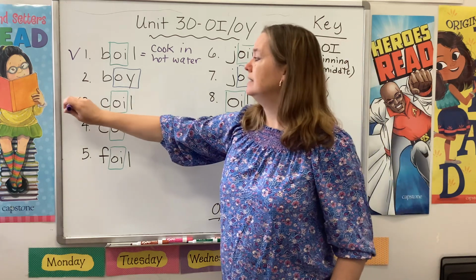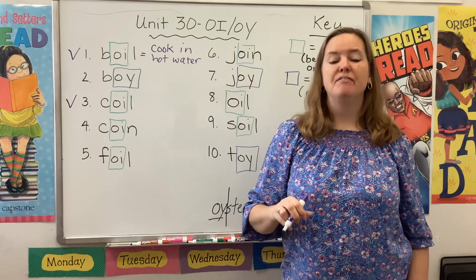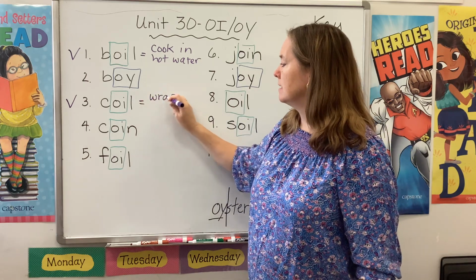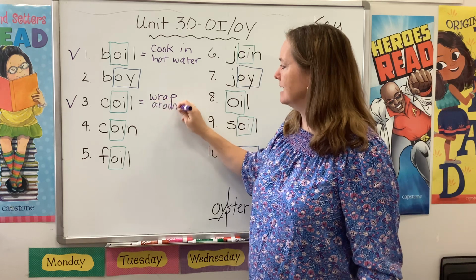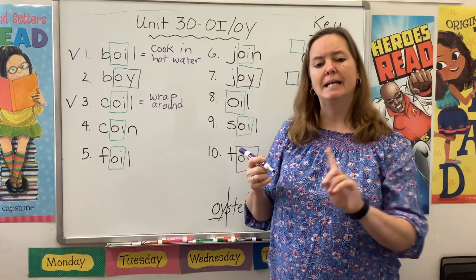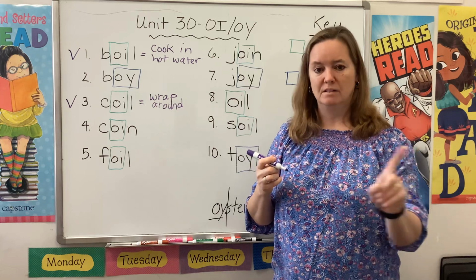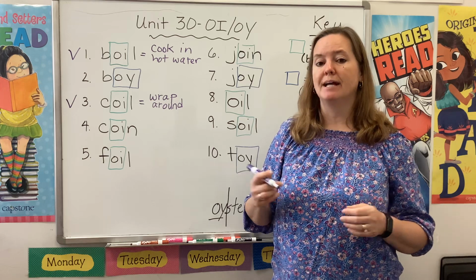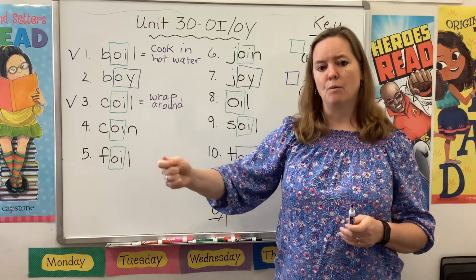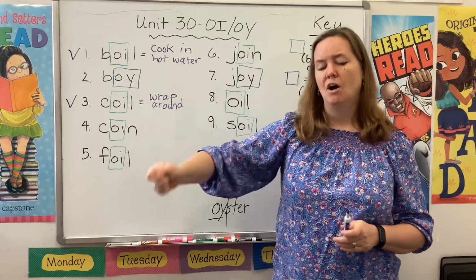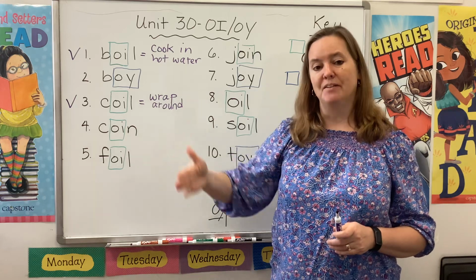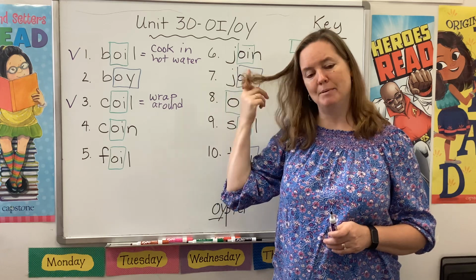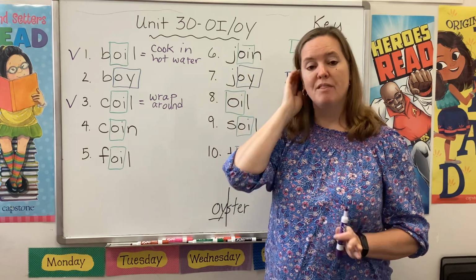Okay, coil is another verb. If you coil something, you wrap it around. So if you think about a snake, it has a long, thin body, but sometimes they coil their body. They wrap it in a circle. If you're on a boat and you're trying to dock it, you're going to take that rope and you're going to coil it around the post on the dock. Some people take their hair and they coil it. They wrap it around their finger. So that is a verb.